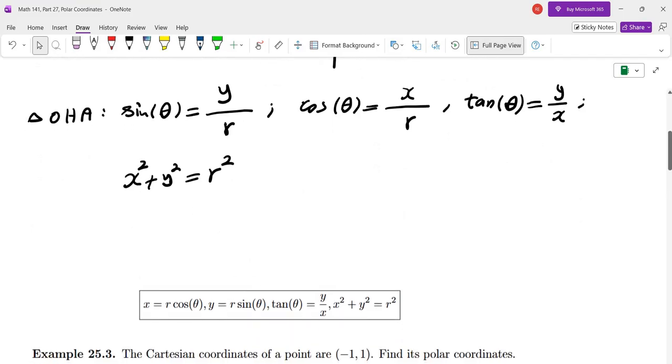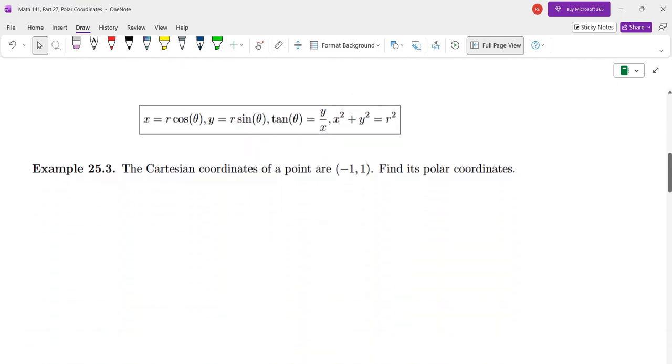Now, if we cross multiply, we get these four important formulas. x equals r cosine of theta, y equals r sine of theta, tangent of theta is y over x, and x squared plus y squared is equal to r squared. Let's do a few examples on that.